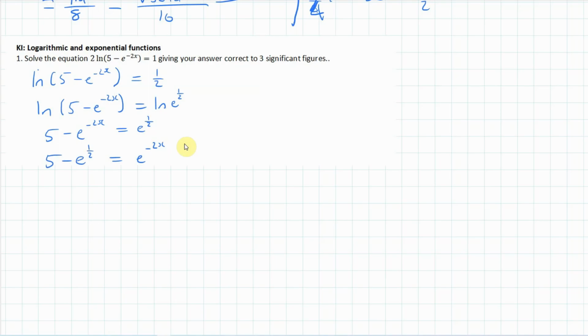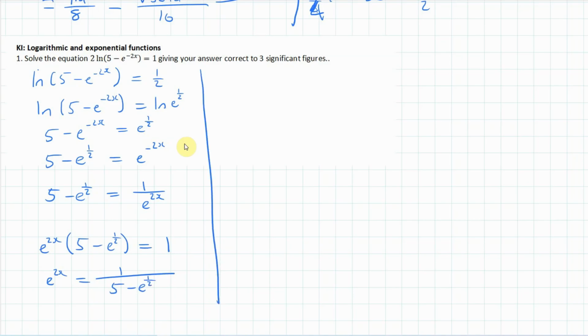Now the next thing I might do is perhaps rewrite that, so you are thinking carefully about what it means. Then I'm going to times both sides by the e to the 2x, so I get this. Then I can get e to the 2x by itself. Now at this point, I'm going to go over to this next column. I'm going to do ln of both sides.